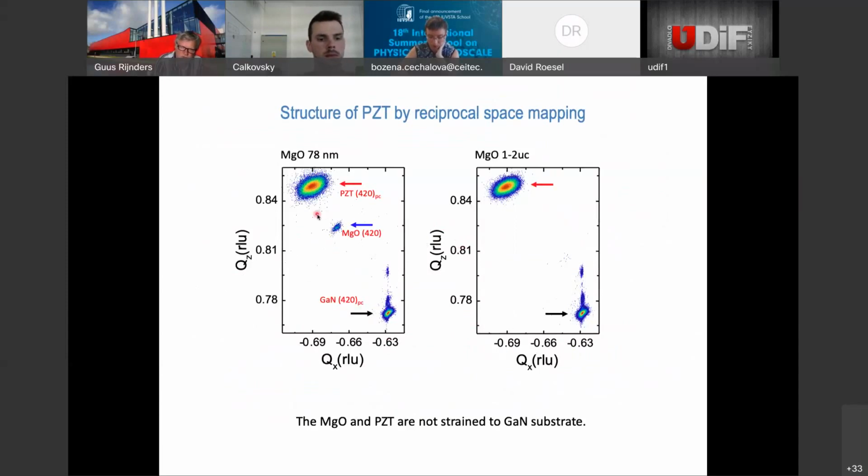So here are reciprocal space maps, and you can clearly see from the in-plane lattice parameters that all these materials are already relaxed. And that is very interesting because that's very different from what we are used to know.